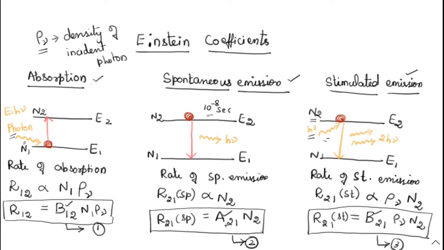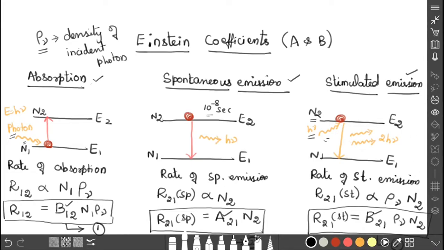So now what we are going to discuss, Einstein's coefficients. Here A and B are the Einstein's coefficients. Now we are going to discuss what is the value of A and B by using these three equations only. I hope you understand how the equations are derived from the process: absorption, spontaneous emission and stimulated emission. So let us get into the derivation part now.